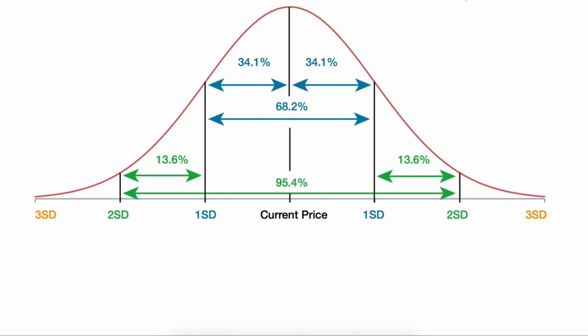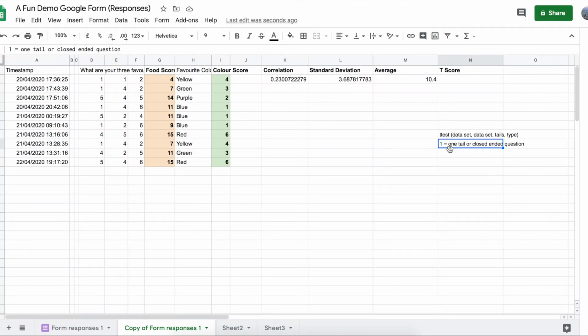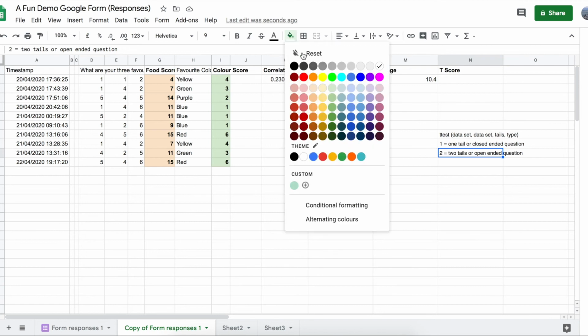What I want to know is a two-tailed question, because I'm accepting that there could be a relationship between these scores that is both positive or negative. So in that case, I'm going to put in 2.